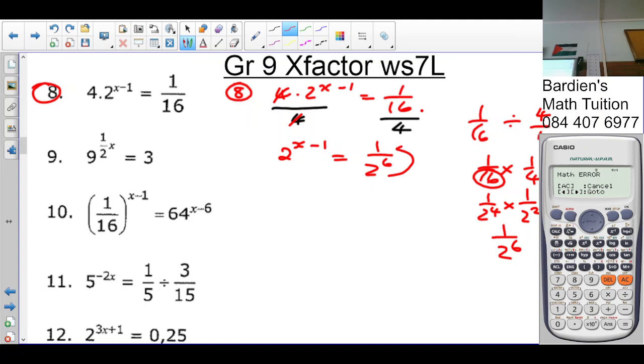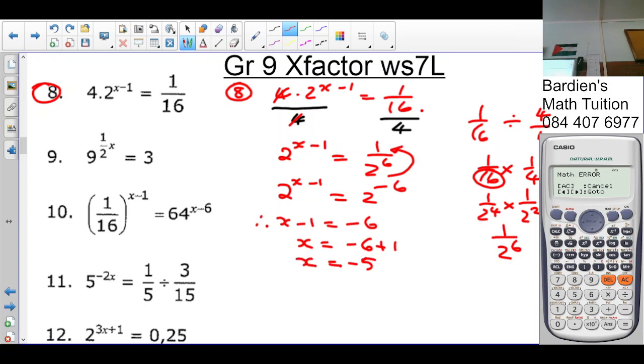Now I bring this up because is the base the same there? No, not yet. So I bring that 2 up, it's going to be 2 to the x minus 1 is equal to 2 to the negative 6. Is the base the same? Yes. So the exponents will be equal. Therefore, x minus 1 is equal to negative 6. X is equal to negative 6 plus 1, which is negative 1.